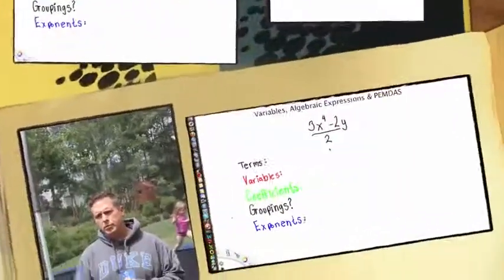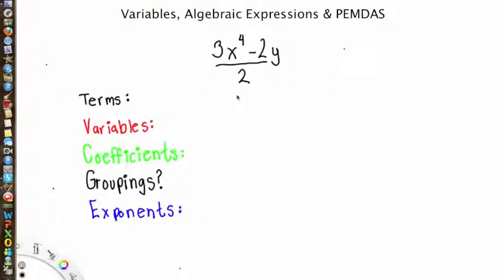Boys and girls, today as we look at variables, we're going to look at them in their natural setting. We'll often find variables most often in algebraic expressions and equations. So here we have an algebraic expression, 3x to the fourth power minus 2y, and all of that is being divided by 2, since we have this fraction bar here. It's really one big term.